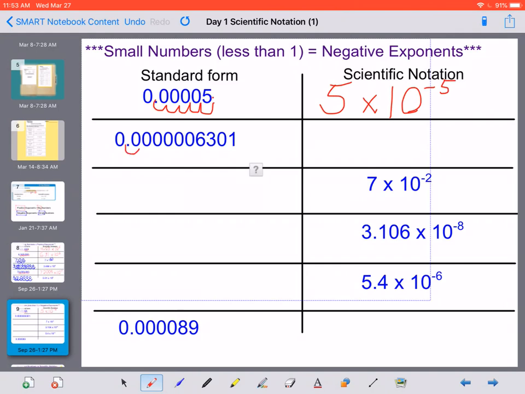Here I'm moving it 1, 2, 3, 4, 5, 6, 7, right behind the 6. So I get 6.301 times 10 to the negative 6th power.